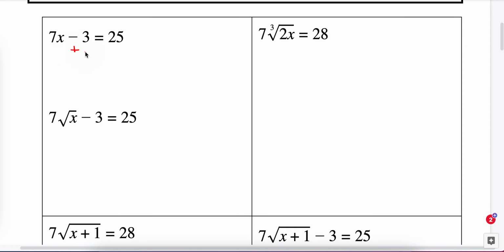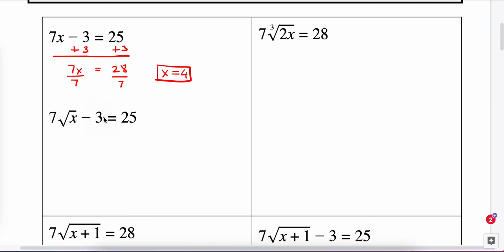So to solve an equation for a variable, we perform inverse operations, the opposite, if you will. In this case, we're adding 3 to both sides. We get 7x equals 28. Then we divide by the coefficient of that variable, and we get x equals 4. We're satisfied that x is always equal to 4 in this kind of situation.